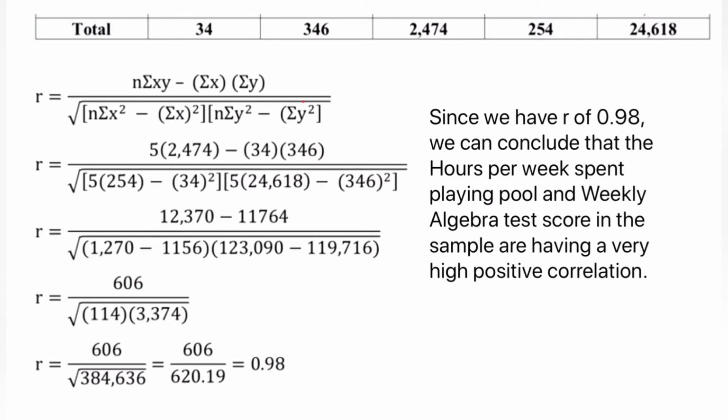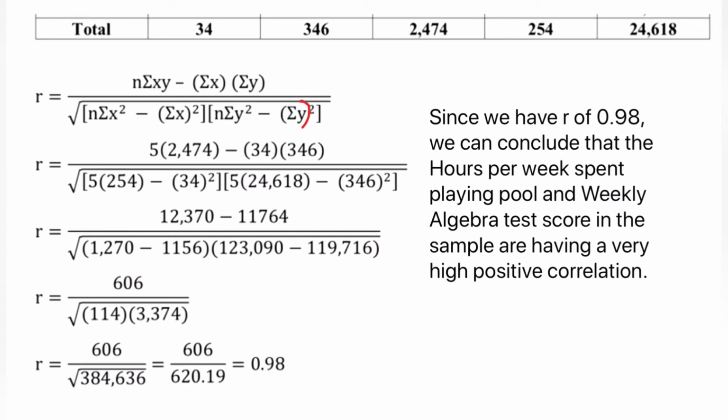Okay? Given that our formula is r is equals to n times summation of x times y minus summation of x multiplied to the summation of y, all over n times summation of x squared minus summation of x, squared, multiplied to the n times summation of y squared minus summation of y, squared.